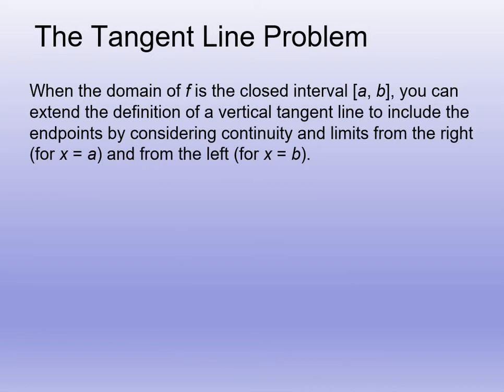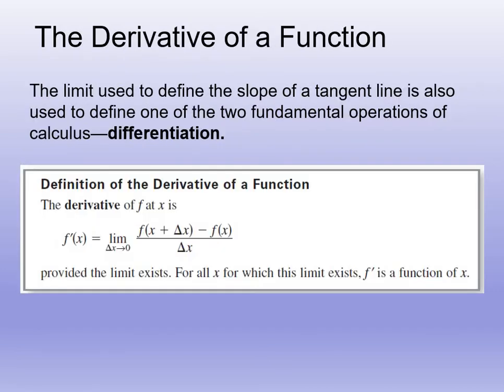So when the domain of f is the closed interval a to b, you can extend the definition of the vertical tangent line to include the endpoints, okay, by considering continuity and limits from the right and from the left. All right, so that really helps you out there. So what are we going to do? We're going to do the derivative of a function.